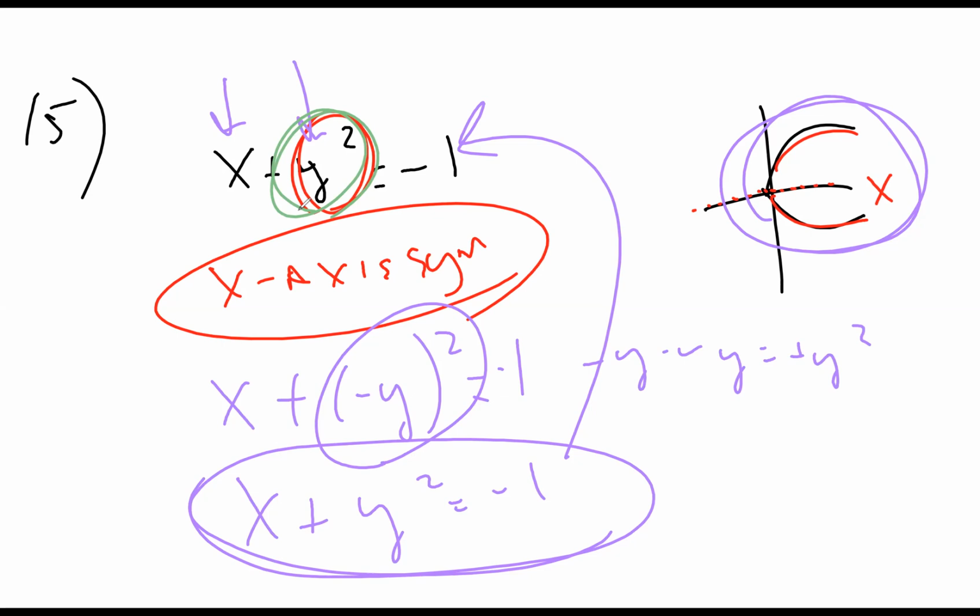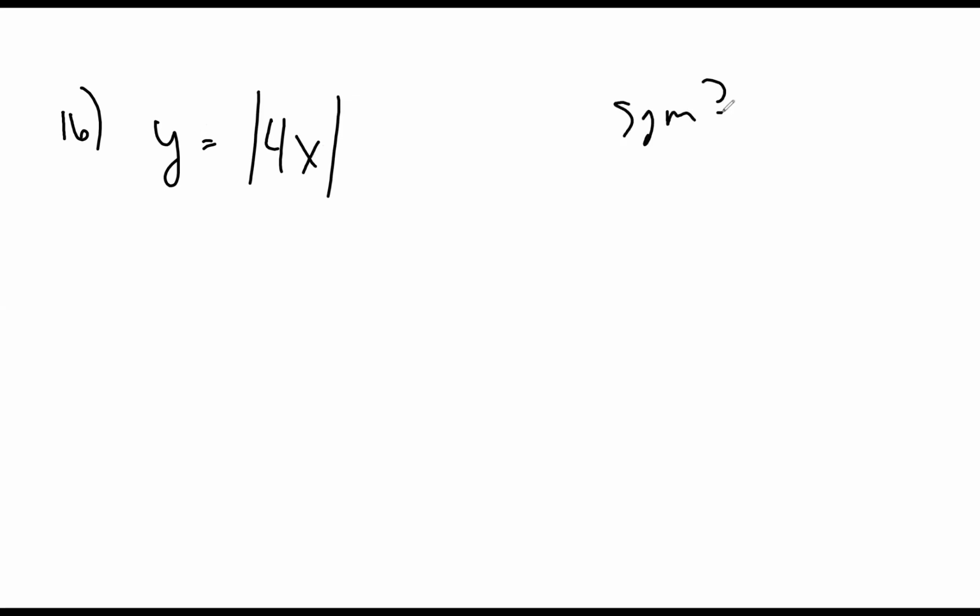Okay. It's going to be a positive x. All right, so 16 then. Same type of idea. They're giving me y equals the absolute value of 4x, and they want to know what type of symmetry. It's question mark symmetry.